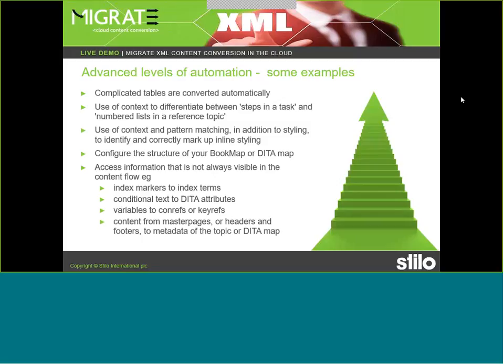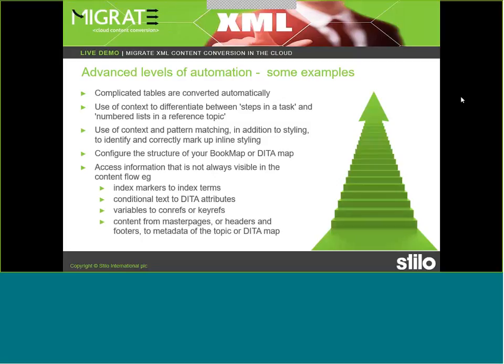But because Migrate is a schema-driven conversion, it's able to make a differentiation based on the context it finds this. So if it finds this paragraph style in an area where a step is allowed, it can create a step. If it comes across it in a place where a step is not allowed, it will automatically default to create a numbered list if that's allowed. So again, that's not anything that we have to worry about ahead of time.